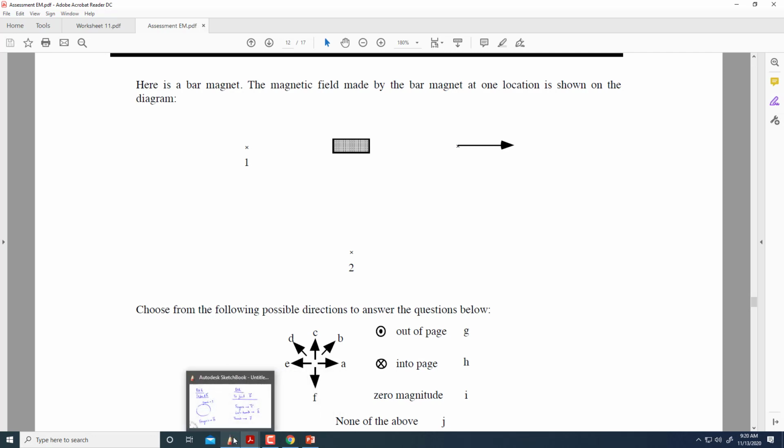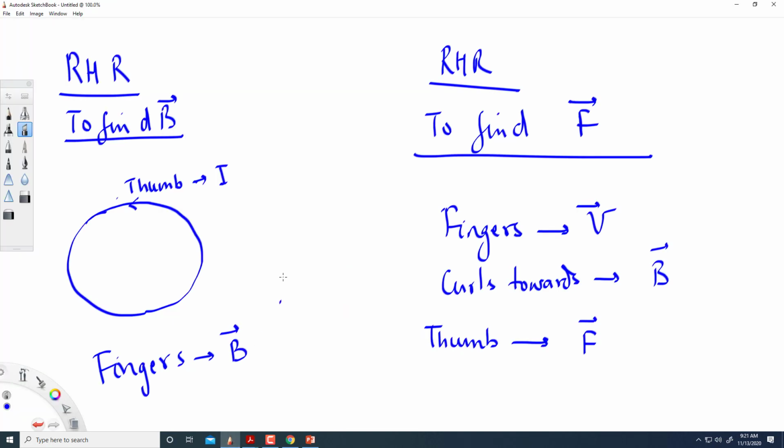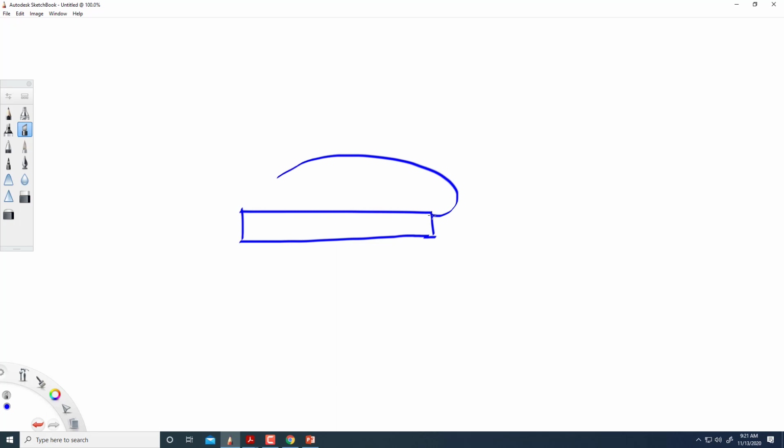In case of magnet, we don't say plus or minus, we say north or south. So we have this bar magnet, right in the middle. A bar magnet has north pole and south pole, and we know that the magnetic field always goes from north to south. It always comes out from north and always enters the south. That means if the magnetic field is that way, this must be north.